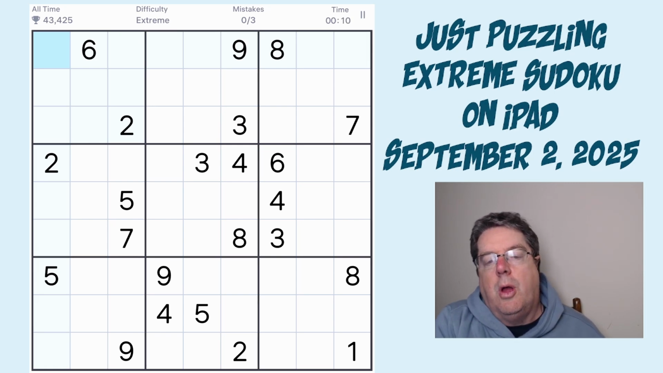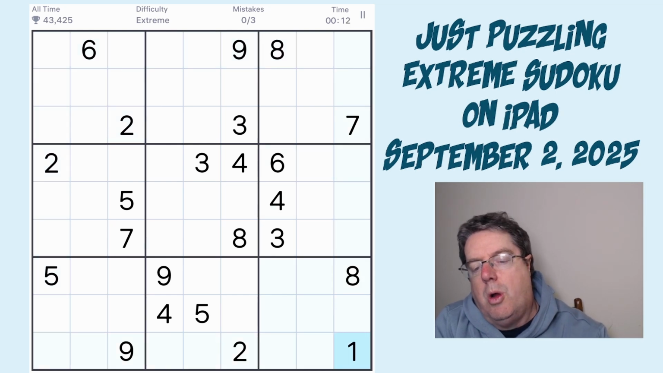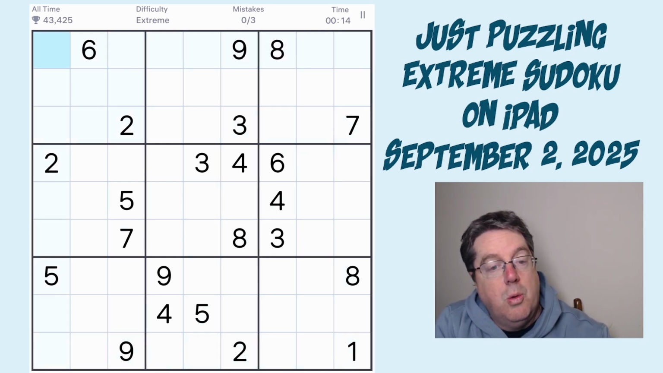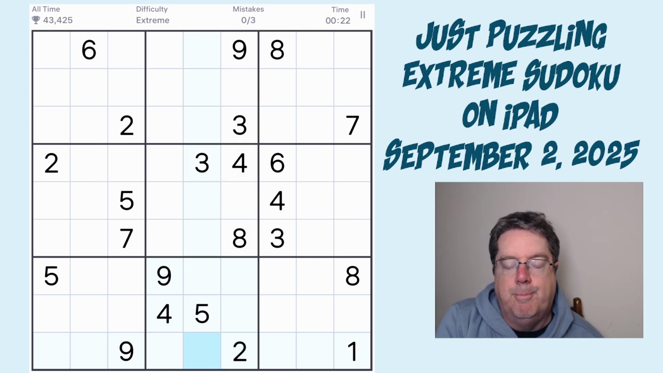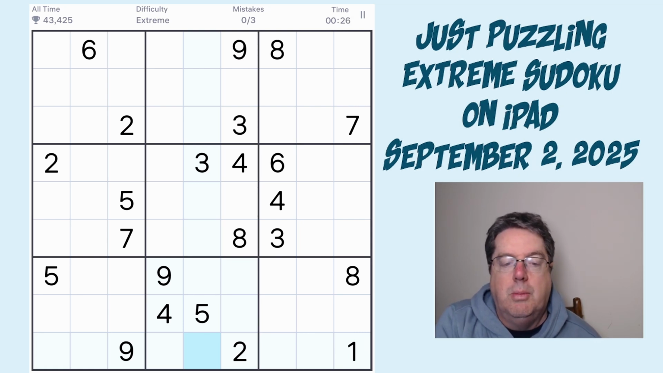The rules of Sudoku are pretty straightforward. Every row, every column and every box must have the numbers 1 to 9. They cannot have a duplicate in any of those. And that's what needs to be done to solve the puzzles.